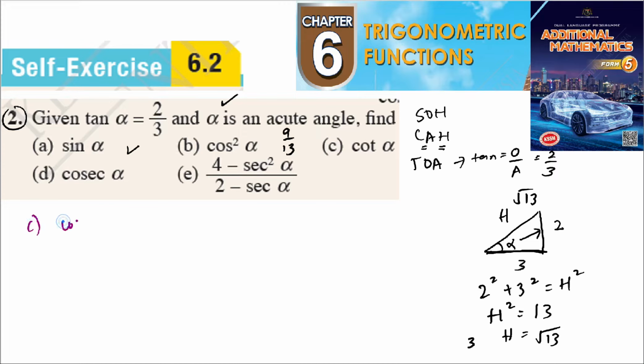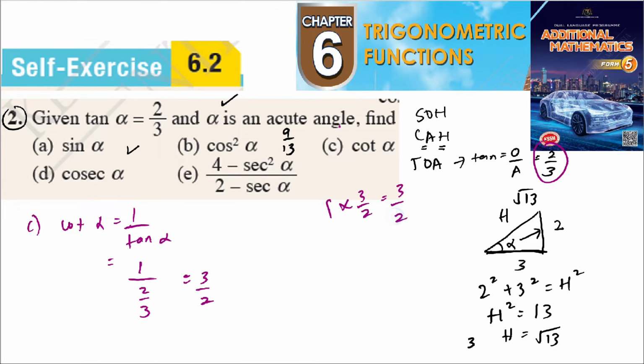So C, this one is a formula: cotangent is equal to 1 over tangent alpha. We haven't found tangent yet, but tangent is given, right? Tangent is 2 over 3. So cotangent is 1 over 2 over 3, or 3 over 2. You can just use a calculator. Okay, I'll just show you the manual one. Dividing with a fraction means multiplying by the reciprocal. So 3 over 2. Okay, so this one done, this one done, this one done.